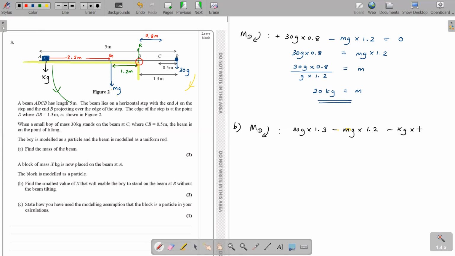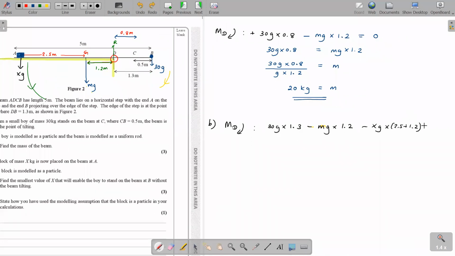into what's the distance from A to D? You'll have read it, right? The distance from A to D is 2.5 plus 1.2. Are you with me? It's 2.5 plus 1.2, the distance from A to D. And because it's about to tilt at point B, all of this must be equal to 0.